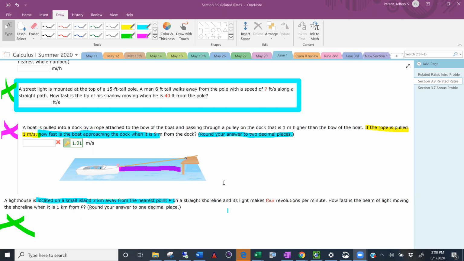Okay, so we're going to work on this problem here again, the one I have highlighted in blue with a green X next to it. We're looking at a street light mounted on top of a 15-foot tall pole. A 6-foot tall man walks away from the pole at a speed of 7 feet per second along a straight path. How fast is the tip of his shadow changing when he is 40 feet away from the pole?